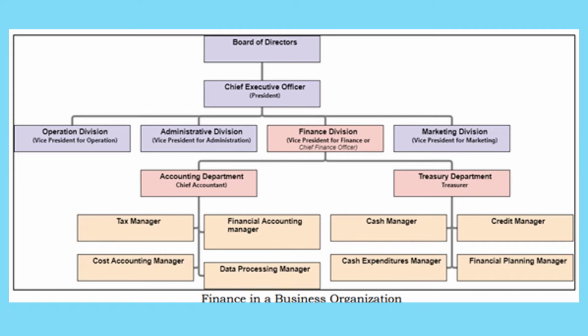The Finance Division is headed by the Chief Finance Officer or the CFO and handles the accounting and treasury functions. Under the Accounting Department, headed by the Chief Accountant, the Tax Manager, Financial Accounting Manager, Cost Accounting Manager, and Data Processing Manager are under that department. In the Treasury Department, headed by the Treasurer, it also has a Cash Manager, Credit Manager, Cash Expenditures Manager, and the Financial Planning Manager.